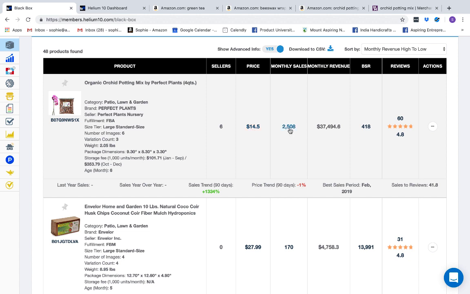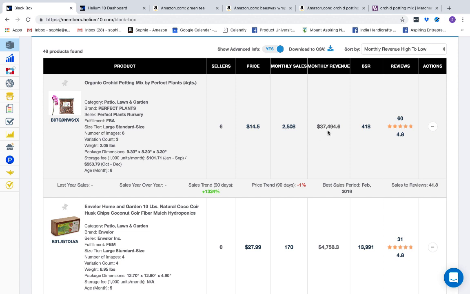So here we've got the number of units sold each month, making the monthly revenue for this product a very healthy $37,500 every month. They've got 60 reviews on this product, and they're really high scoring reviews. So I would say that's kind of medium competition. This isn't going to attract the really aggressive big internet marketers with deep pockets, hoovering up all the big volume opportunities. This isn't going to attract a lot of copycats and really aggressive sellers.